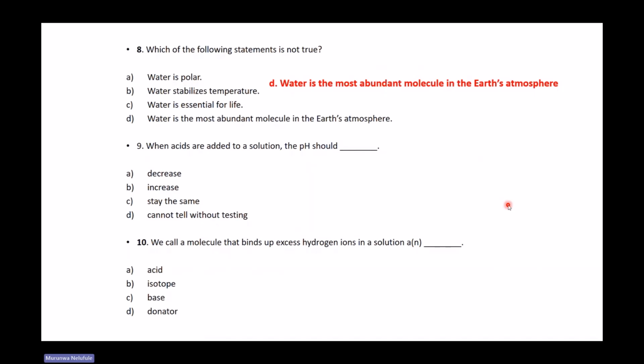When acids are added to a solution, the pH should... A. Yes, it's A. Okay. So yes, you are right. When acids are added to a solution, the pH should decrease.